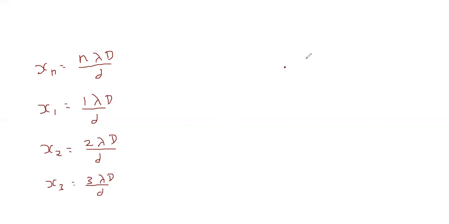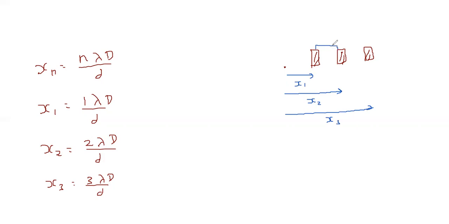For example, from this point, it is the first bright fringe. It is the second bright fringe. It is the third bright fringe, and so on. So from here to here, distance x1. From here to here, distance x2. From here to here, distance x3. Now what is the distance between these two points? x2 minus x1. And between these two points, x3 minus x2.